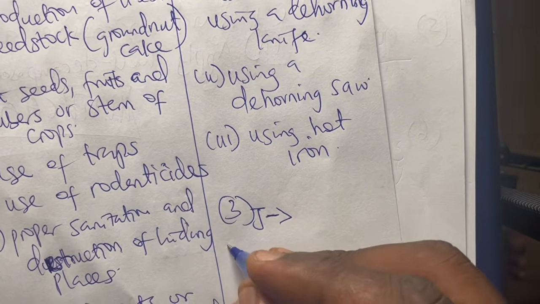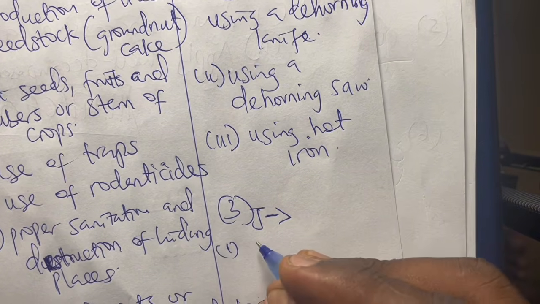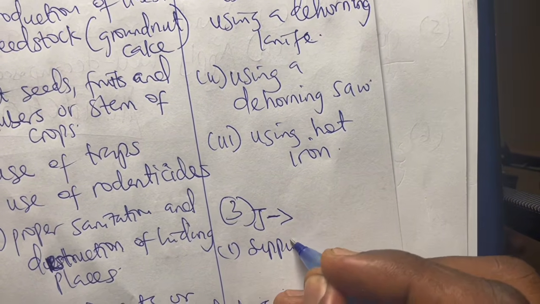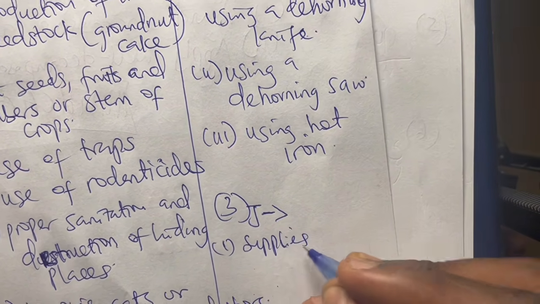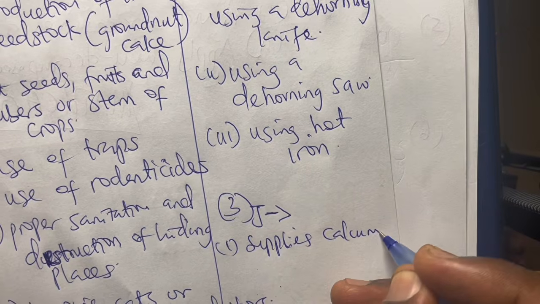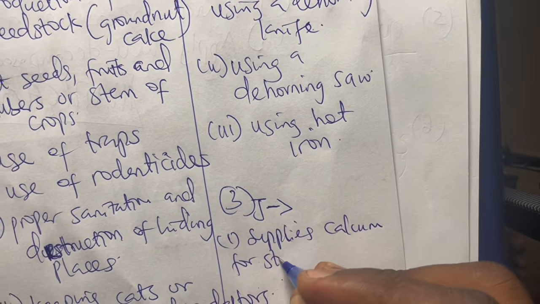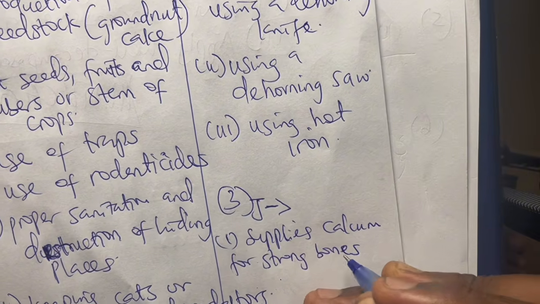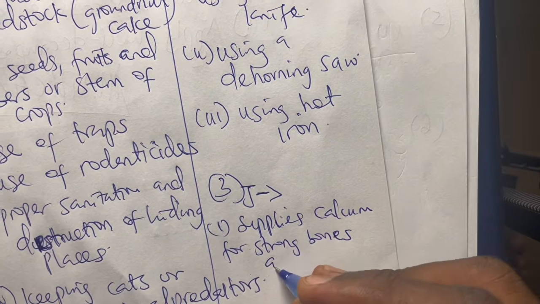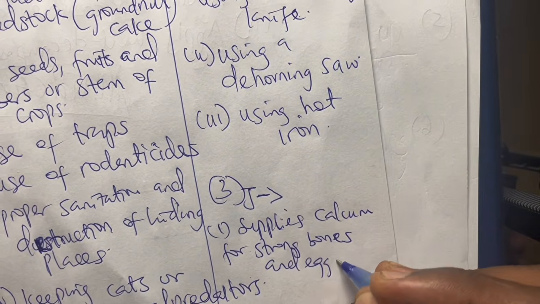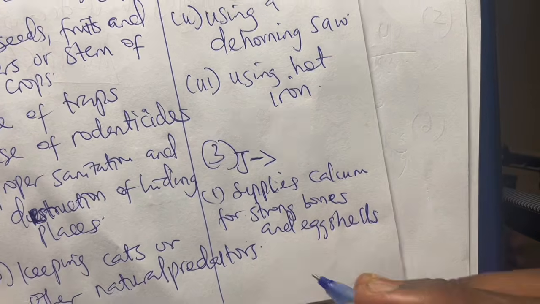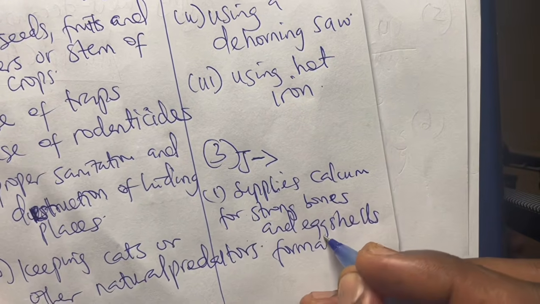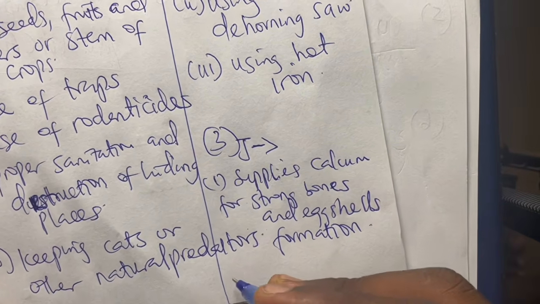So specimen J supplies calcium for strong bones, and even eggshell formation. So that's the first one.